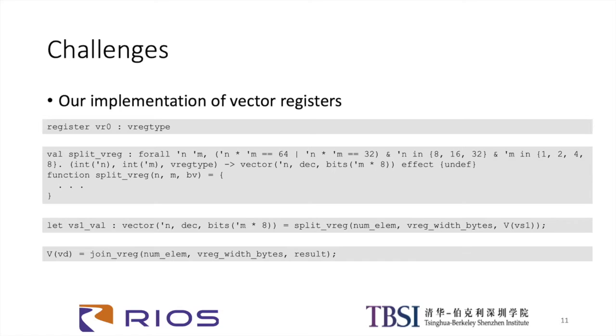Here is an example. Vector registers are implemented as scalar registers with bit vector type called vreg type, rather than the vector type. The split function takes the depth, the width, and the bit vector as input, and returns a vector with a specified depth and width. The resulting vector is built by taking subranges of the input bit vector using the function slice. There is a corresponding join function for writing values back to the vector registers.